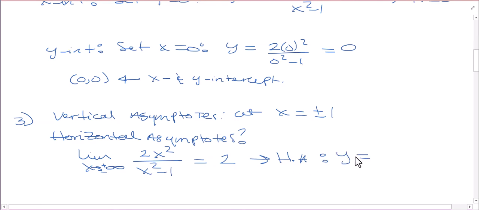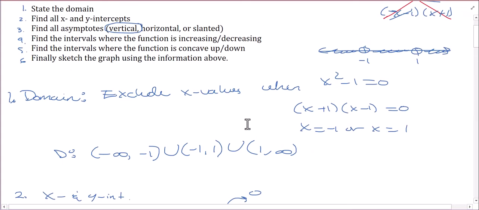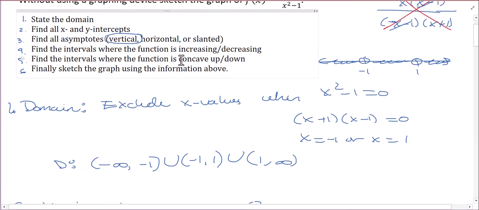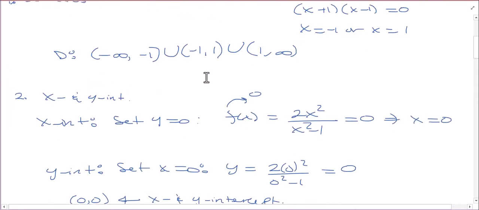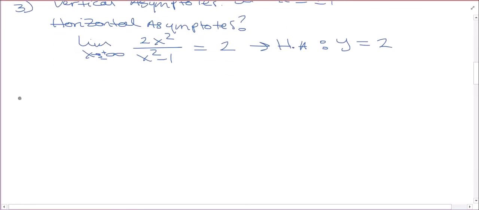It's a horizontal line, so it's y equals 2. And here, these are vertical asymptotes, vertical lines, so x equals 1 and x equals negative 1. So we have our asymptotes. What's the fourth thing? Find the intervals where the function is increasing, decreasing, and then intervals where the function is concave up and concave down. So this is what we've been doing most recently.